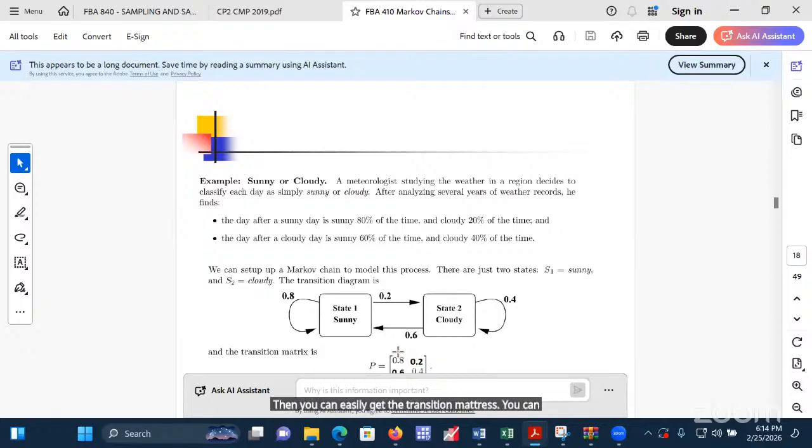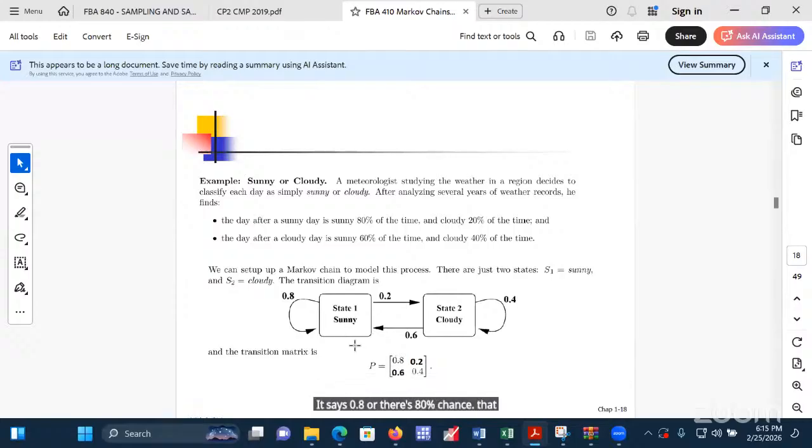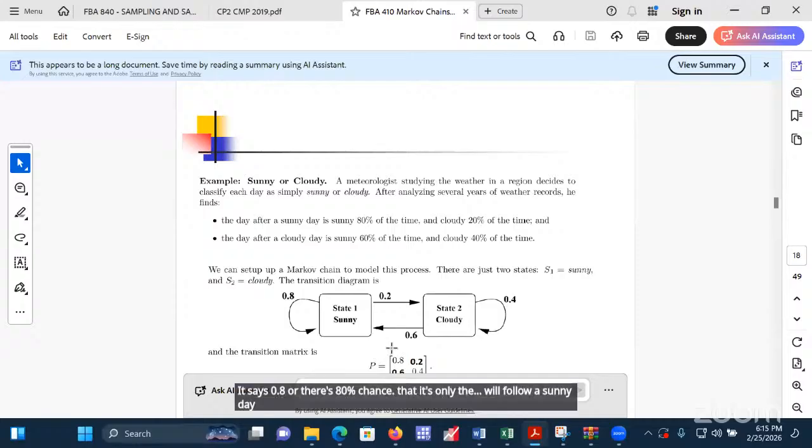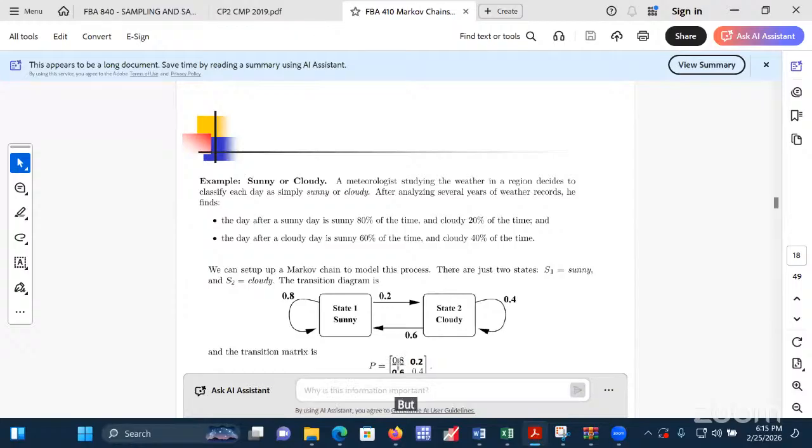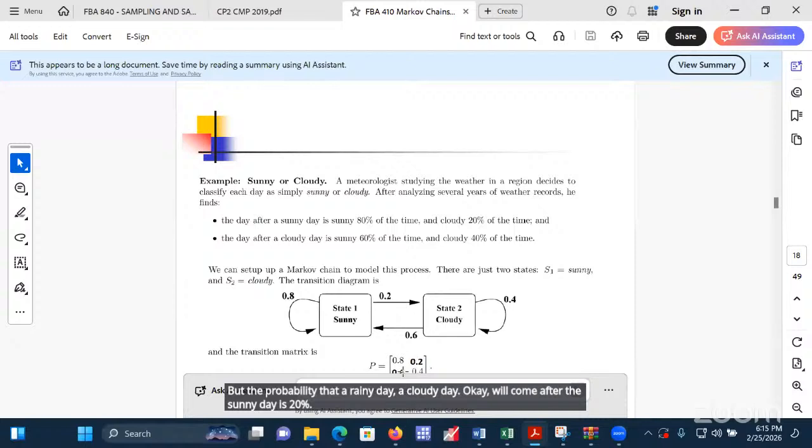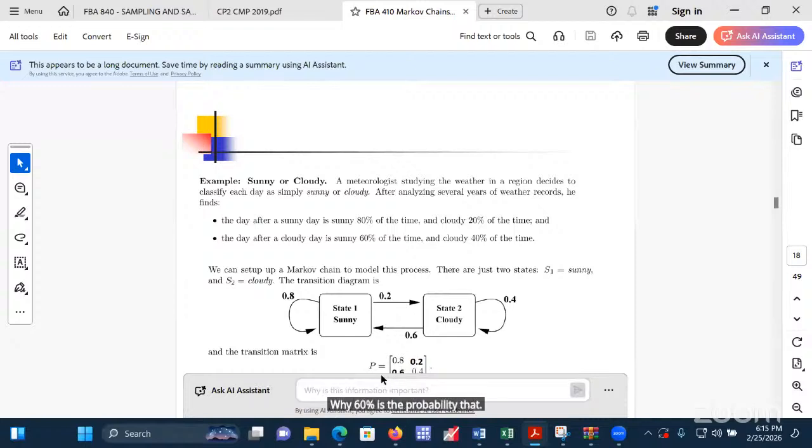You can see it. So in this case, it says 0.8, or there's an 80% chance that a sunny day will follow a sunny day. But the probability that a rainy day, a cloudy day, will come after the sunny day is 20%. While 60% is the probability that a cloudy day will be followed by a sunny day. And then there's a 40% chance that a cloudy day will be followed by a cloudy day. So you can use this.